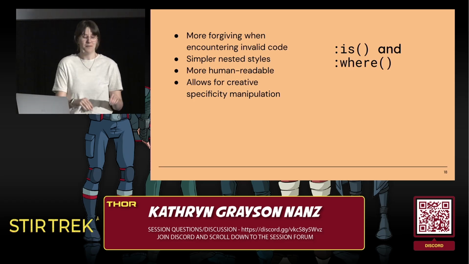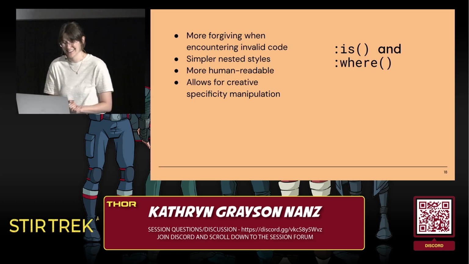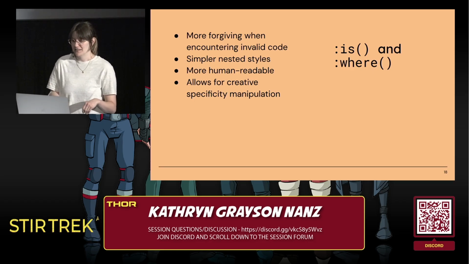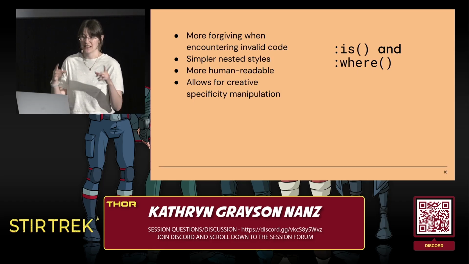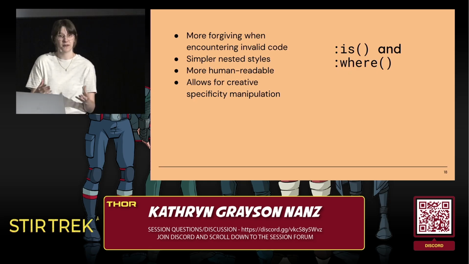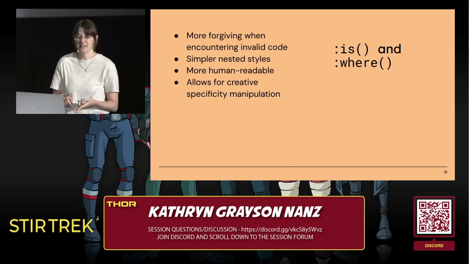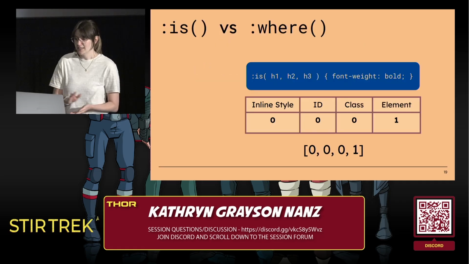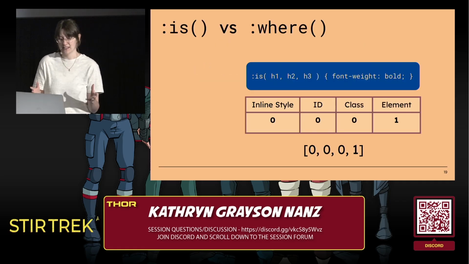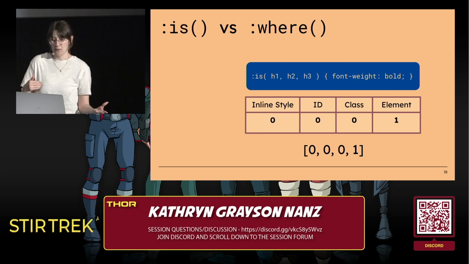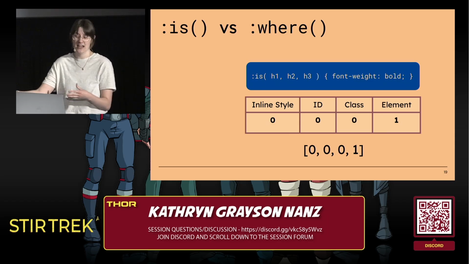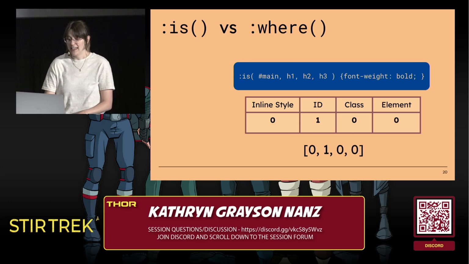Okay, back to where. I promise this is relevant. It was neat trivia, but it is also relevant. When we use is, the specificity level is determined by the most specific thing in that list in the brackets. But when we use where, the specificity is always 0,0,0,0. So that means that here, right, with this is, that's all, H1, H2, H3, that's going to have a specificity of 0,0,0,1. The specificity level is defaulting to the highest in the is list. So if we added this main ID, we see that shift, right, 0,1,0,0.